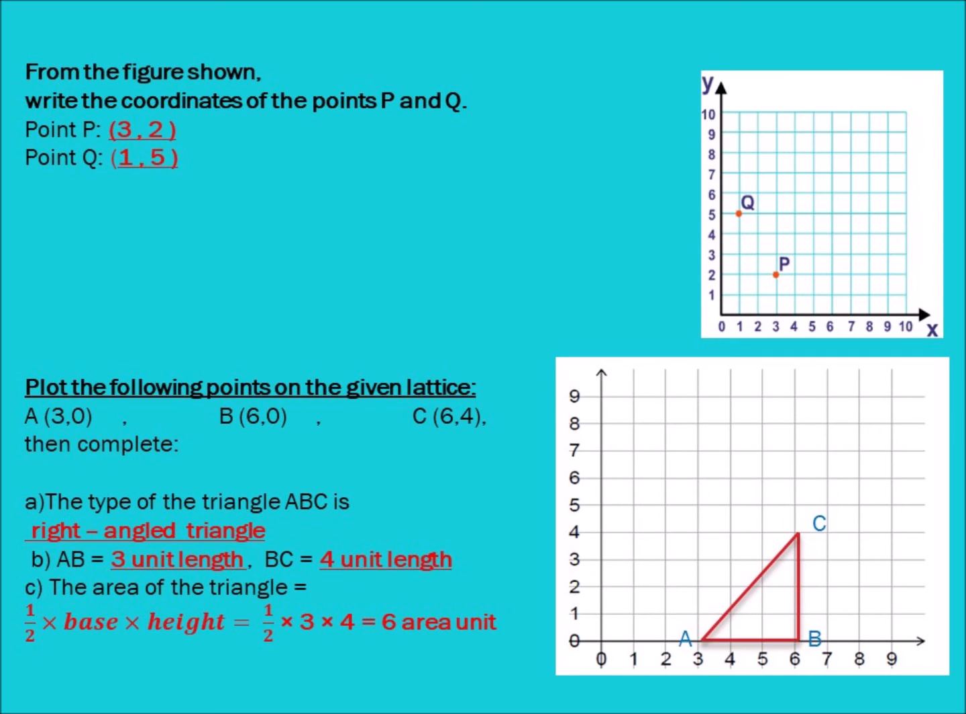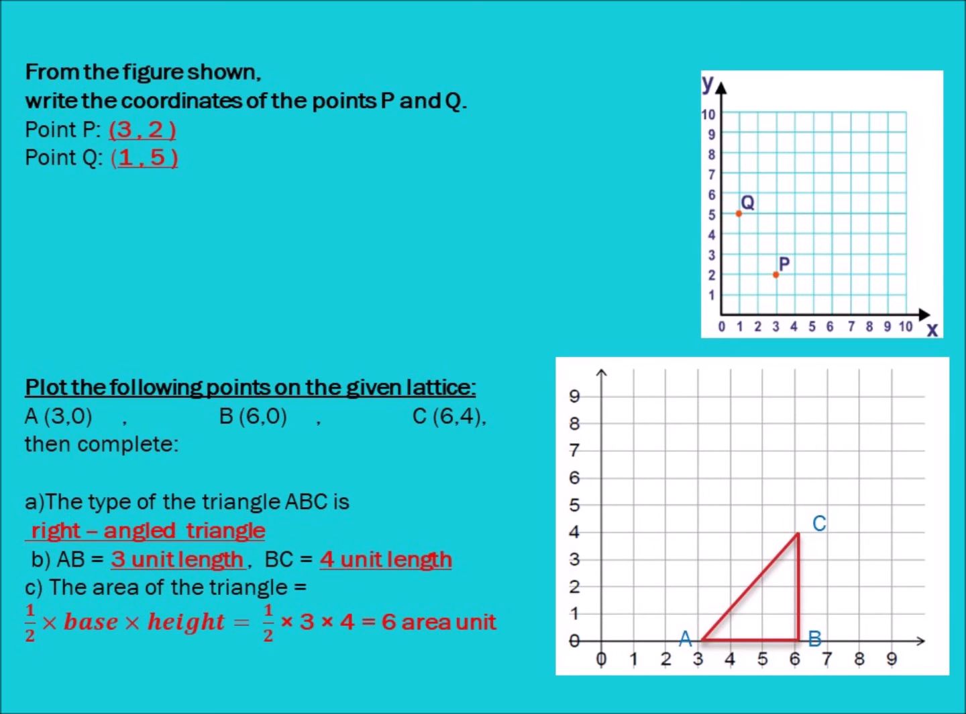Then complete the following. By connecting the 3 points to each other, you will get a triangle ABC. Question A asks you to find the type of triangle ABC. As shown in the figure, it's a right angle triangle. And question B asks you to find the length of AB.